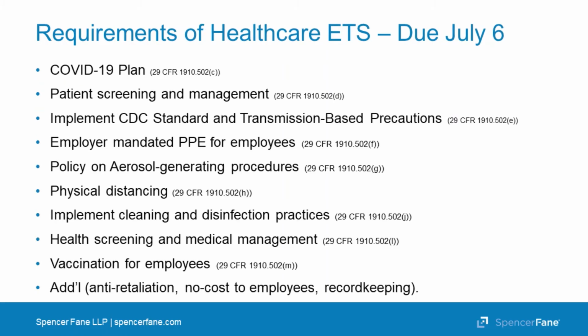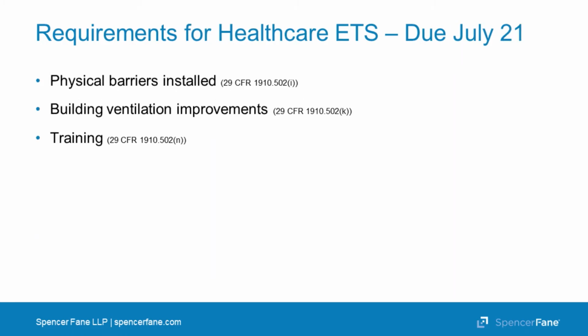Okay, so those are the key provisions that are due by July 6th. A couple things are due by July 21. Your facility is going to need to look at installing physical barriers where required. These are also known as engineering controls.